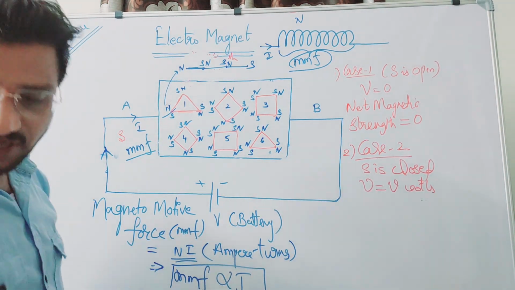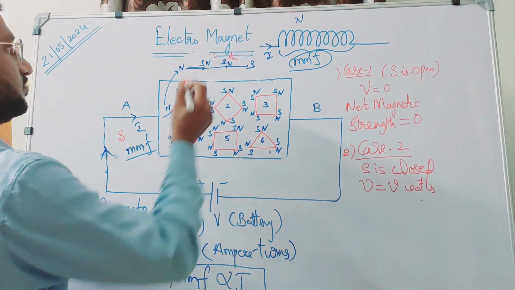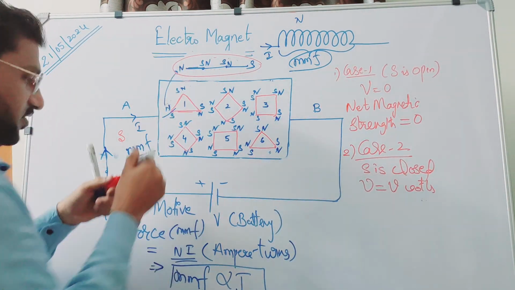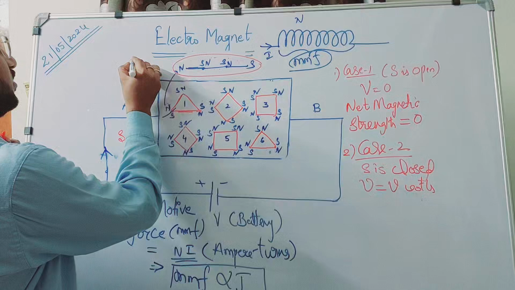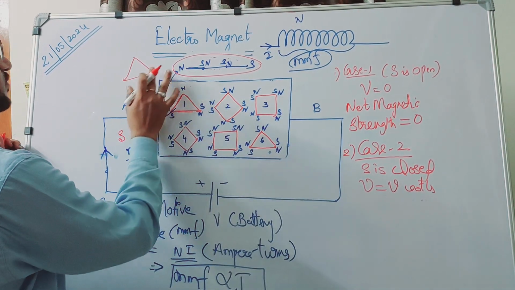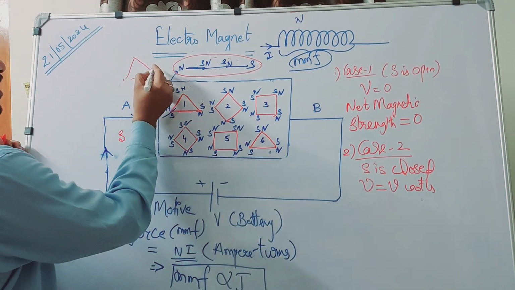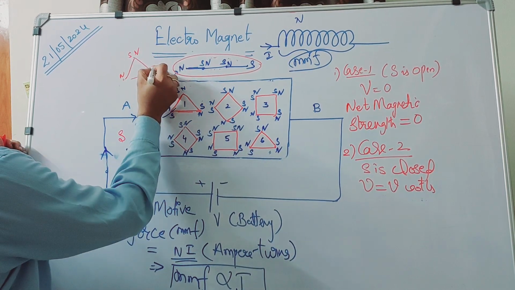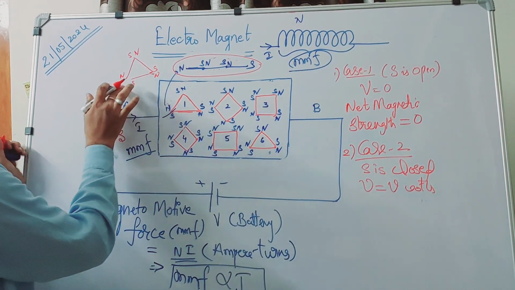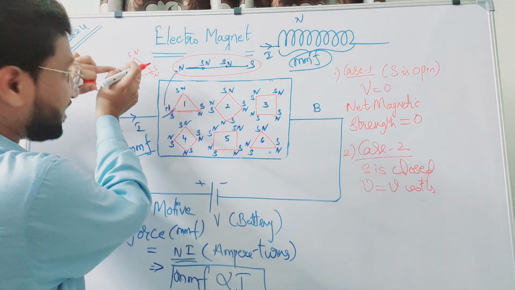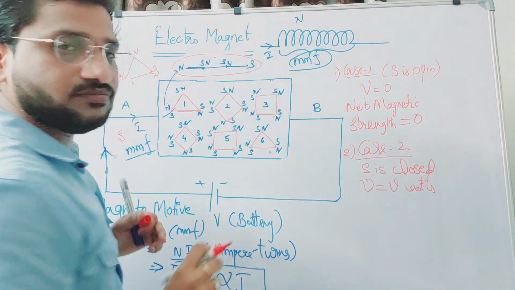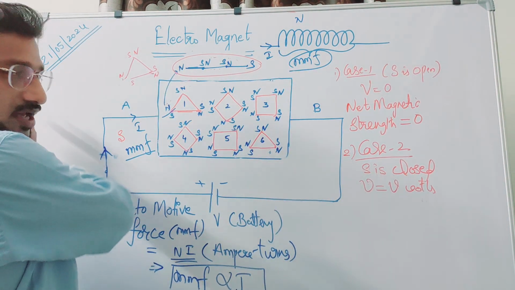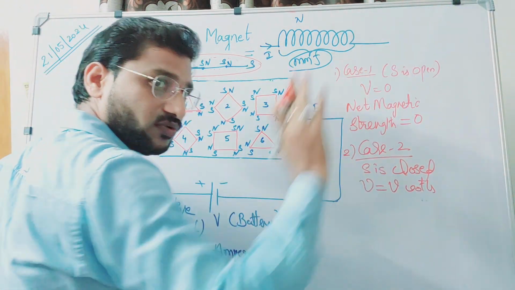Please observe this closely. Initially, it is like a triangle, right? Now this has been broken. So it is north, south, north, south, north, south. Now I am stretching this like a straight line. Now north has come to one side and south has come to the other side.